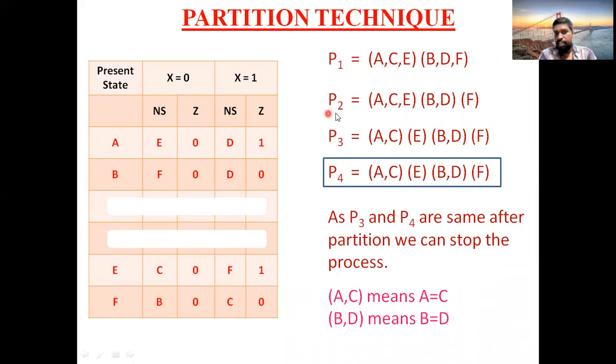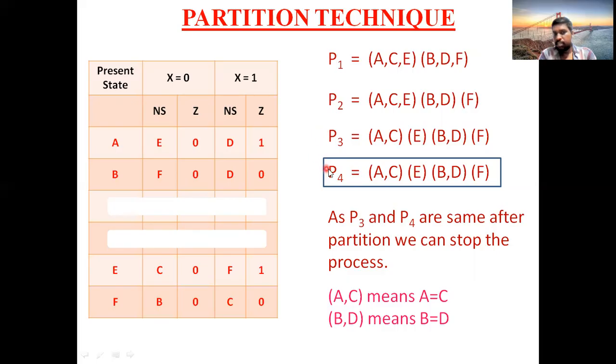Then while you are solving P2, focus on the previous partition and find the 0 successors and 1 successors for all the groups. So this is the first group, this is the second group. For A comma C comma E, find the 0 successor and 1 successor and verify in the previous partition whether they are lying in the same format or not. If they are lying in the same format, no need to break the partition. Otherwise, you should partition like this. Like that you proceed.